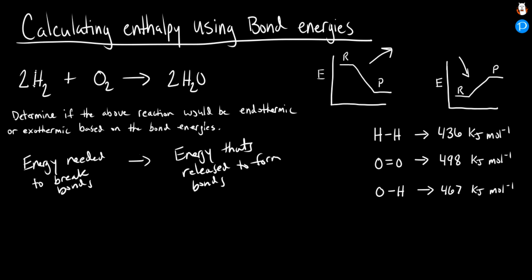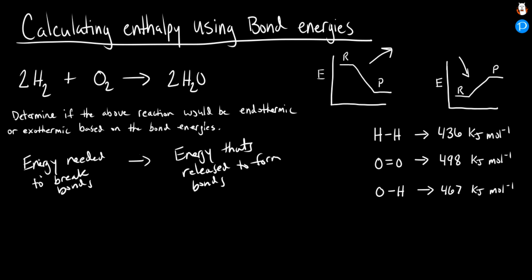So what we have to do is count up how many bonds we have to break, right? Because for this reaction to happen, I need to break apart this H2, break apart this O2, and then they need to reform to make H2O. If more energy is released when that happens than I need to break these, then overall it's exothermic. But if more energy is needed to break these bonds than is released, then it would be endothermic.